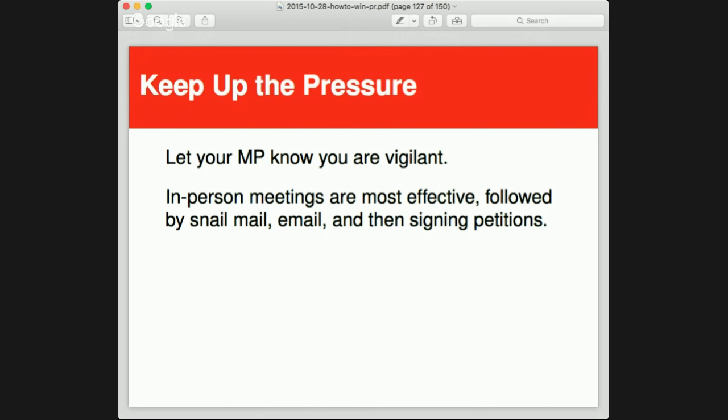So the closer you can get to actually visiting them, and the closer that we can get so that it's not the same 5 people visiting them every 2 months, but a broad base of people visiting them and telling them that you care about this, that's going to make a difference, at least locally. Maybe it's not going to influence the national agenda, but at least our MPs will know that we care.